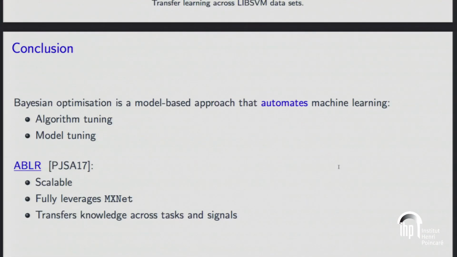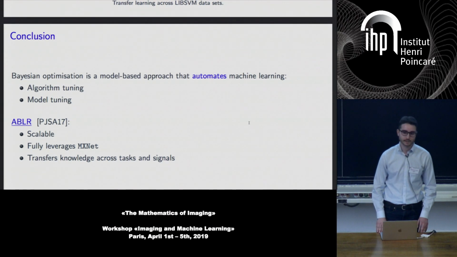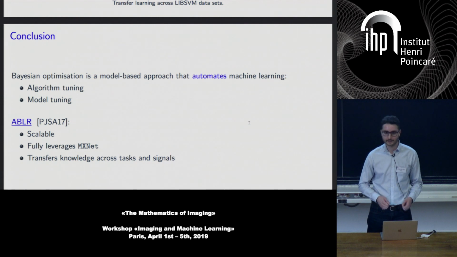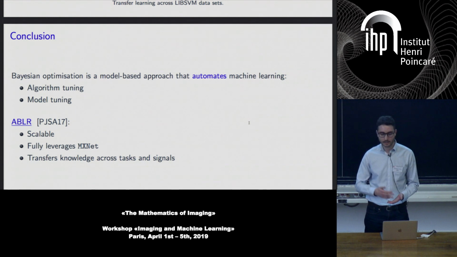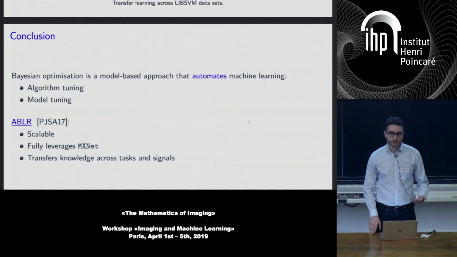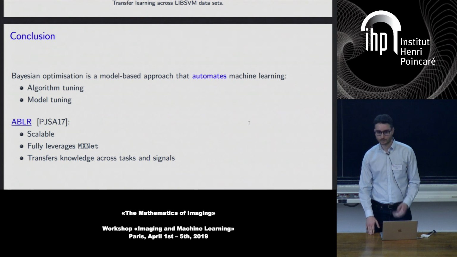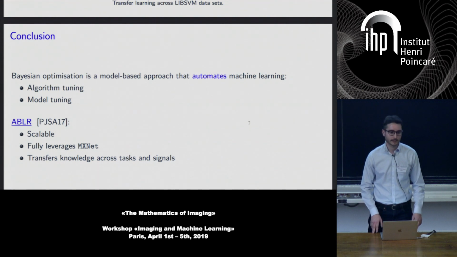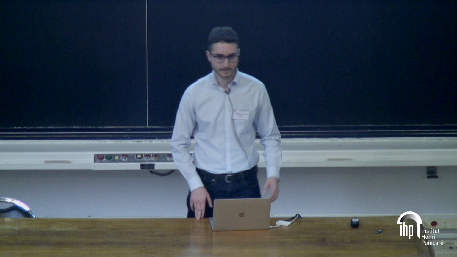So to wrap this up, we looked at Bayesian optimization, which is an interesting model-based approach to automate machine learning, in that it allows you to have hyperparameter-free algorithms and models. It can tune them in a clever way based on previous information. But we took this a step forward, and we wanted to see whether we can look at multiple tasks together and whether we can exploit information across different tasks. To achieve this, we needed a more scalable model compared to Gaussian processes. So we developed multiple ABLR, adaptive Bayesian linear regression, which allows you to scale linearly in the number of observations and successfully transfer knowledge across different tasks or signals.